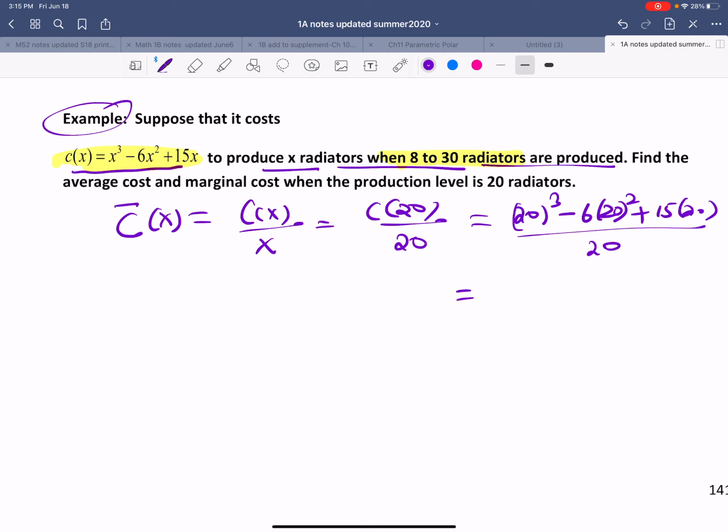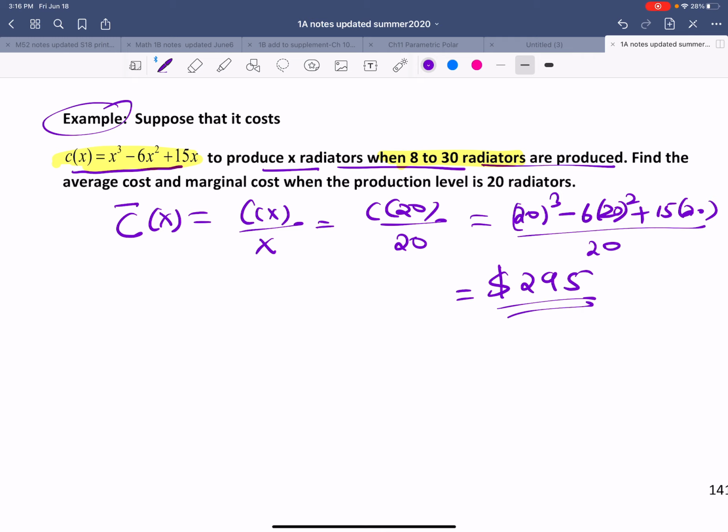Okay, so use a fraction bar: 20 to the third power minus 6 times 20 to the second power plus 15 times 20. And in the denominator, I'm going to have 20. That gives me 295. So $295 is the average cost. Average cost, that's the cost of each radiator when 8 to 30 radiators are made.